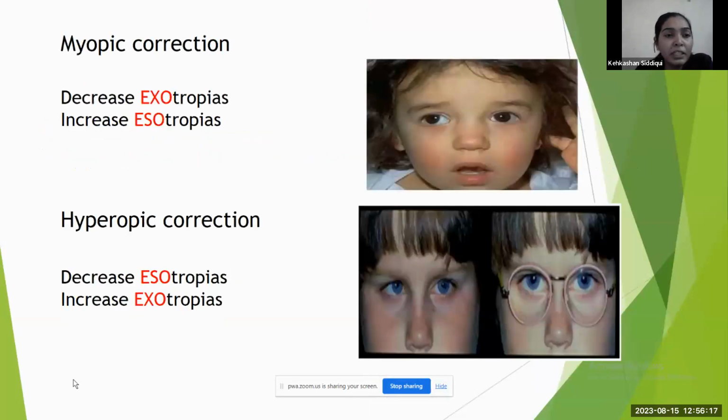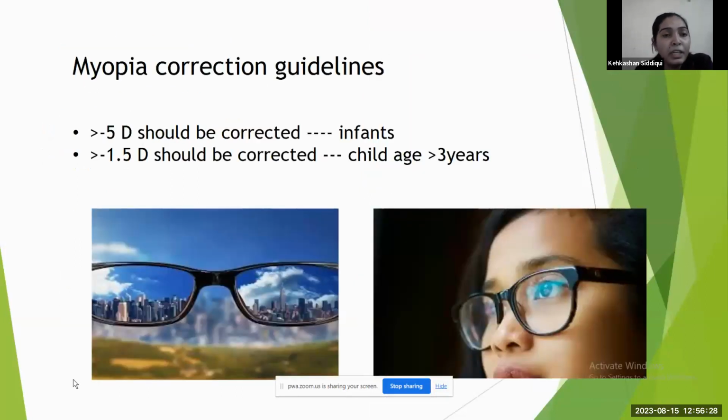Here we can see in myopic correction, it decreases the exotropias, whereas it increases the esotropias. Whereas the hyperopic correction decreases the esotropias and increases the exotropias. The myopic correction in infants, if it is more than -5 diopters, we have to correct it. And for children more than 3 years, if it is more than 1.5, we have to correct it.